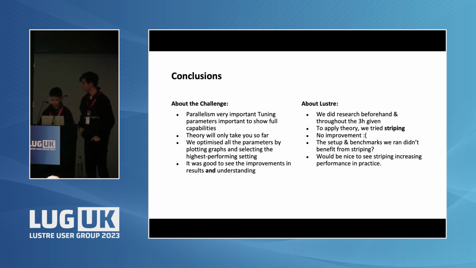So Lustre was very complicated. We did some stuff. We applied theory. We tried striping. No improvement. But we think it's because we were only given 2 OSTs, and we're not really sure what kind of improvement we're expecting. Maybe it's to do with the setup of the benchmarks. It would be very nice to see it in practice, increasing performance.